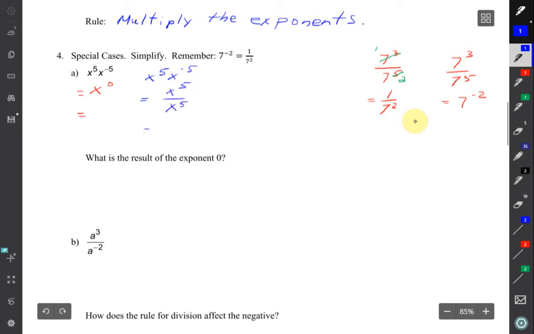Hopefully we've all agreed that that is fair to do. These are both the same question. Now what we have is the same number divided by itself, and we know the answer to that is 1.